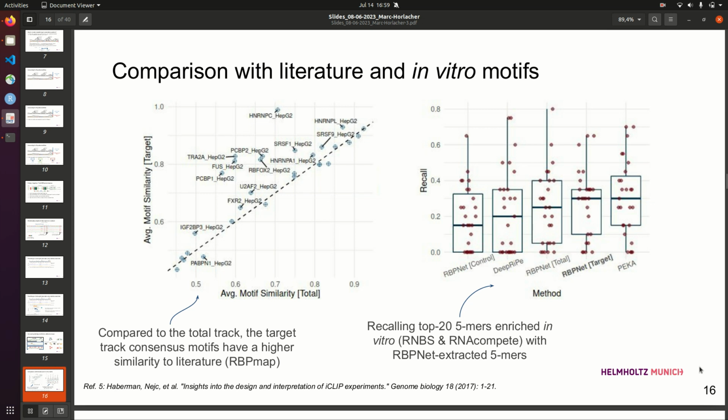Also, on the right-hand side, we can see that the top 20 highest important 5-mers obtained from the RBPNet target track is more or less on par with Pikachu, which is a dedicated motif discovery tool, and it's higher than DeepRiPe, and especially the RBPNet control prediction, which we expect to mostly capture bias.